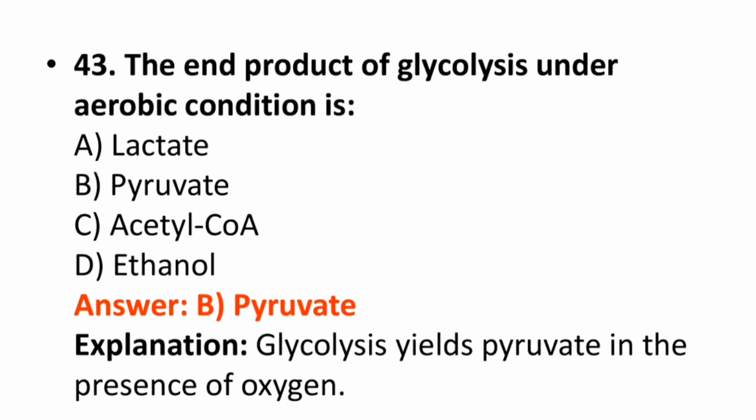The end product of glycolysis under aerobic condition is option A, lactate, option B, pyruvate, option C, acetyl coenzyme A, option D, ethanol. The correct answer is option B, pyruvate. Glycolysis yields pyruvate in the presence of oxygen.